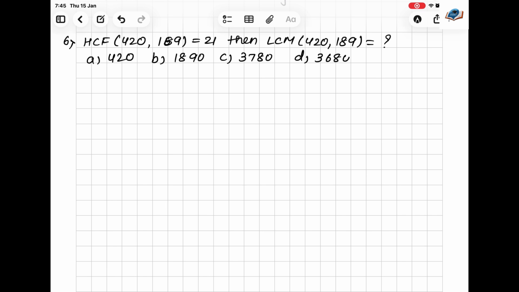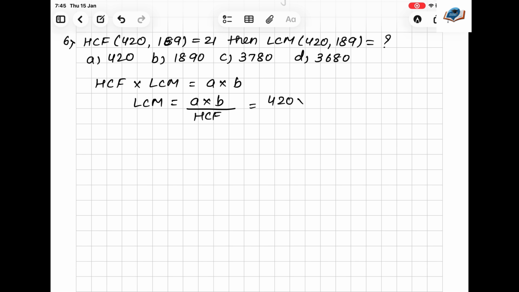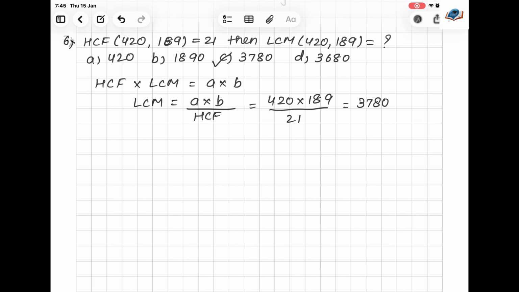Now here, if I solve using the formula HCF into LCM equal to the product of numbers, that will be easy for me. LCM he has asked me, so LCM equal to A into B upon HCF of the two numbers. So that will be 420 into 189 upon 21. If I cut that, I will get 3780. So my C option is the correct option.